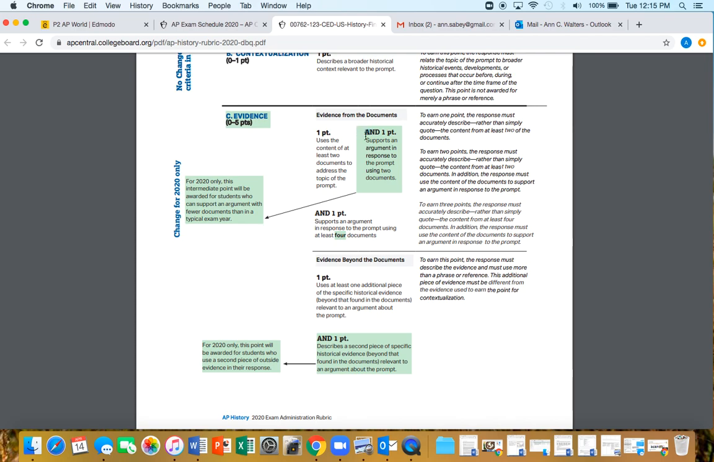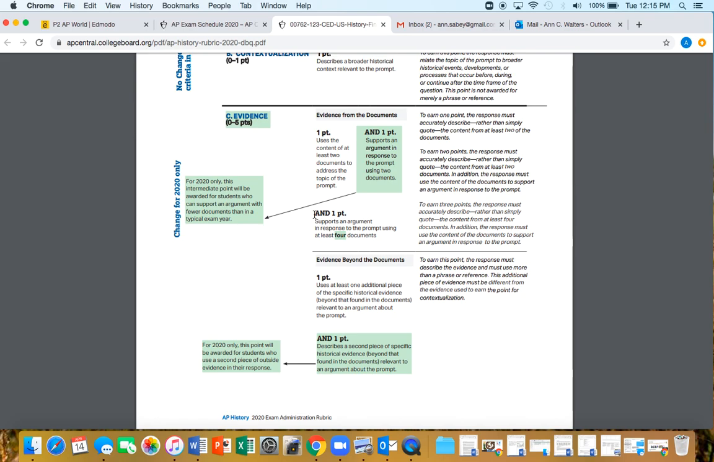In order to get this point, I suggest doing really quick brainstorming where you do buckets for your thesis. So you have maybe 2 body paragraphs because it's such a short DBQ now. Pick out what those topics are going to be. Pick out evidence or documents that could go under each one, and then make sure that you follow that outline while you're writing, and that should get you this point.